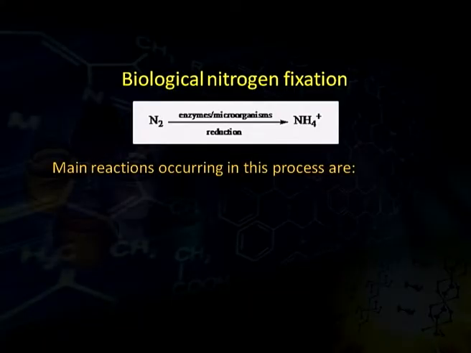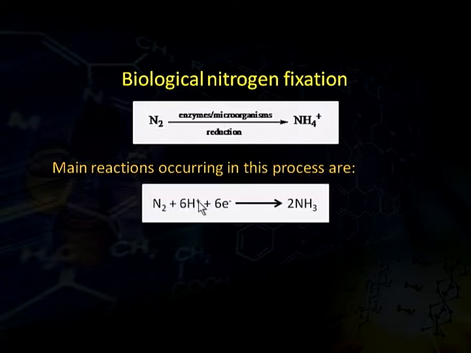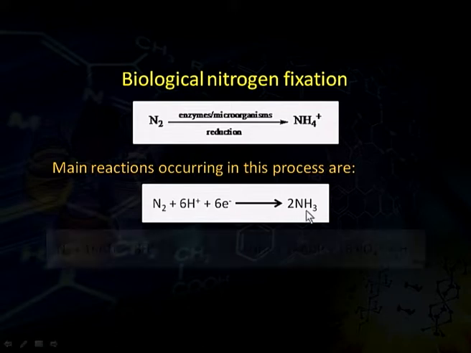Free nitrogen gets reduced to ammonium with the help of some enzymes. The main enzyme involved here is nitrogenase, which is present inside the microorganism. The main reaction occurring in this process is that nitrogen is reduced with the help of 6 electrons to form ammonia, that is NH3.